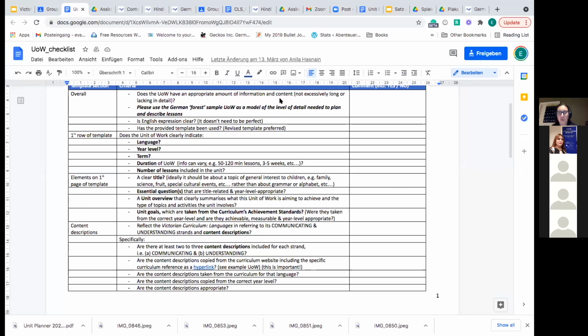How many units do we need to do to get the funding? You need 1 unit for 1 year level. Yeah, of course, ideally, every teacher in your school should do their unit of work for every class they teach. But for the accreditation, you need 1 unit of work for 1 year level.